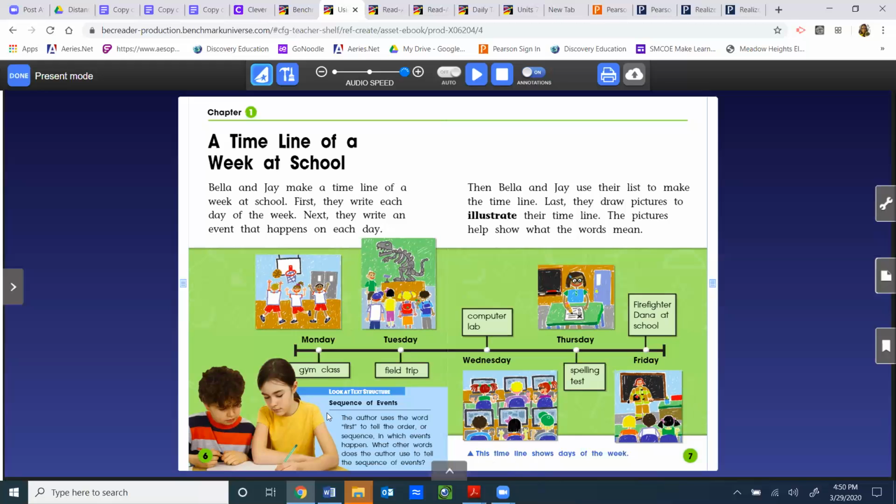Let's take a look over here. It says, look at text structure, sequence of events. The author uses the word first to tell the order of, or sequence in which, events happen. What other words does the author use to tell the sequence of events? You can go back and listen to me read page 6 and 7 again to listen for words that the author uses to tell the sequence of events.